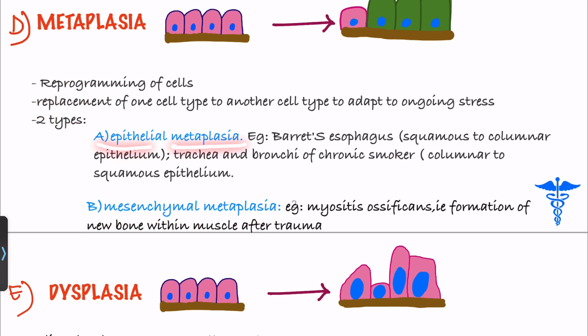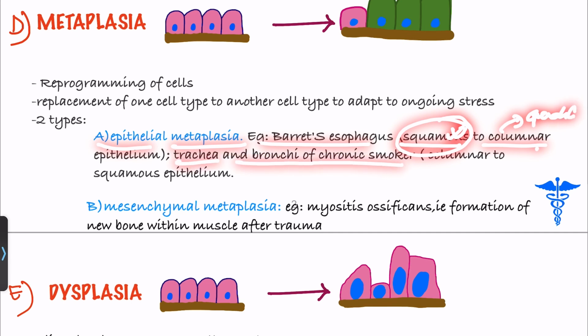Epithelial metaplasia occurs in Barrett's esophagus, where the squamous epithelium of the esophagus is converted to the columnar epithelium to overcome the acidic pH of the stomach. Or it occurs in the trachea and bronchi of chronic smokers, where the columnar epithelium is converted into the squamous epithelium to adapt to the effects of smoke. Mesenchymal metaplasia occurs in myositis ossificans, where there is formation of new bone within the muscle after trauma.